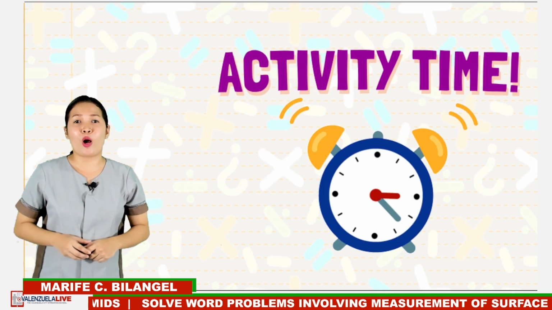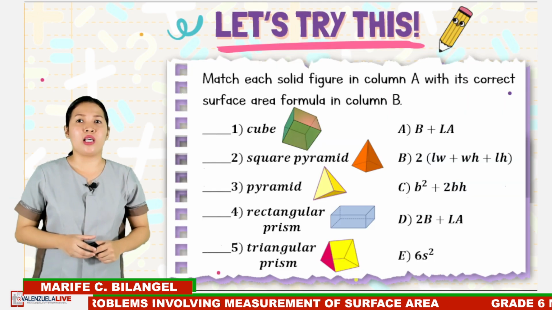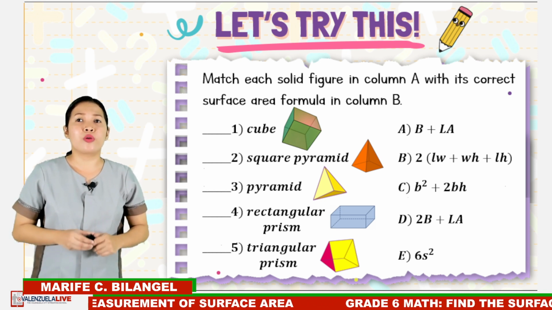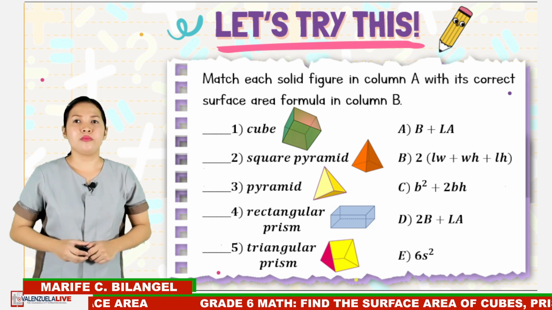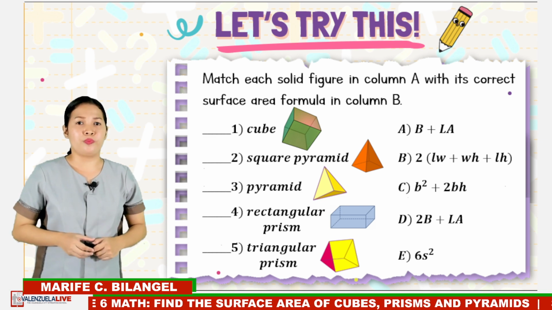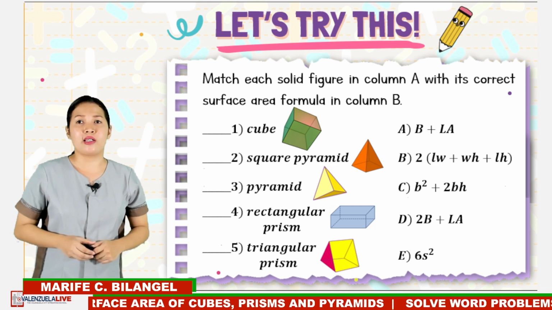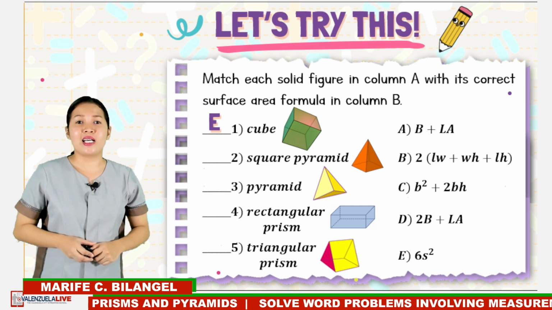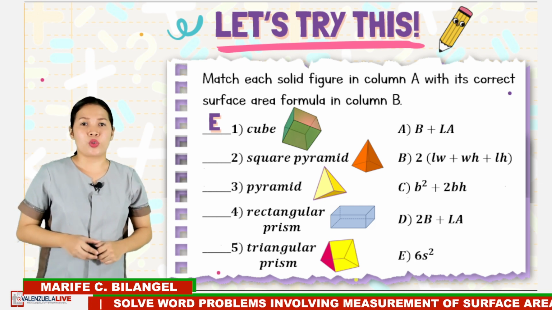Now it's time for our activity. For our first activity, you just have to match the solid figure in column A with its correct surface area formula in column B. For number 1, the given solid figure is a cube. What do you think is the formula in getting the surface area of a cube? The correct answer is letter E. That is 6s squared.